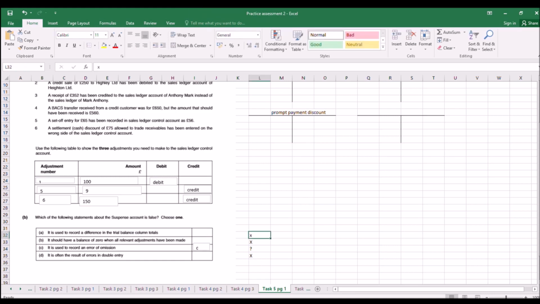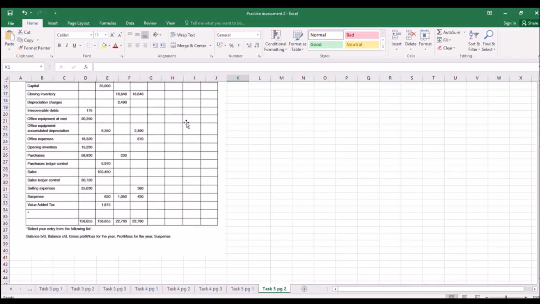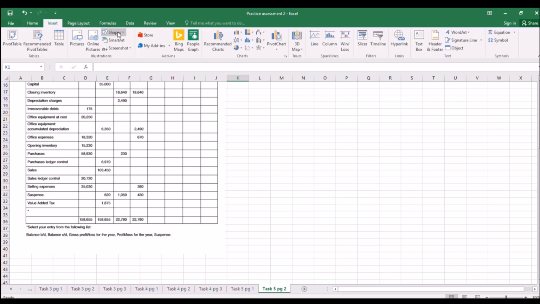Right, so that gets us through that one. You have the following extended trial balance. The adjustments have already been correctly entered. Extend the figures into the statement of profit and loss and the statement of financial position. Do not enter zeros. Complete the extended trial balance, entering figures and a label, see below. So the label is going to be the profit and loss for the year. So we may as well just put that in now, shall we?